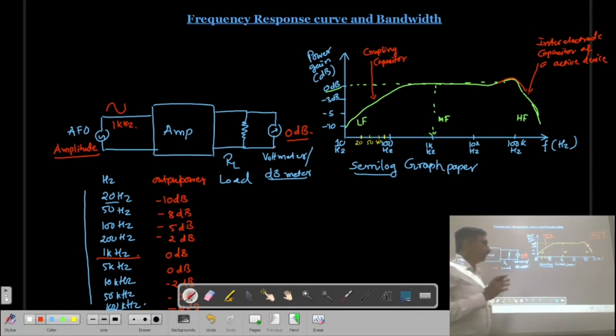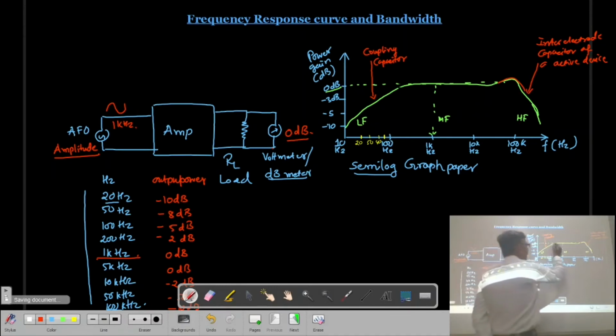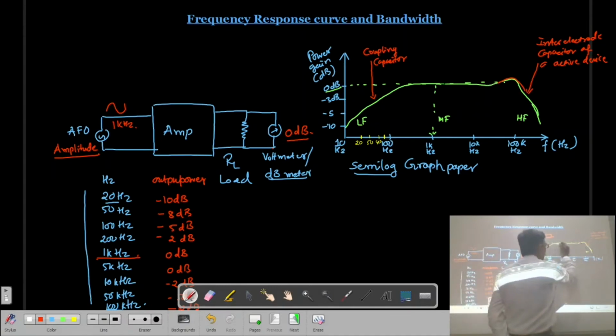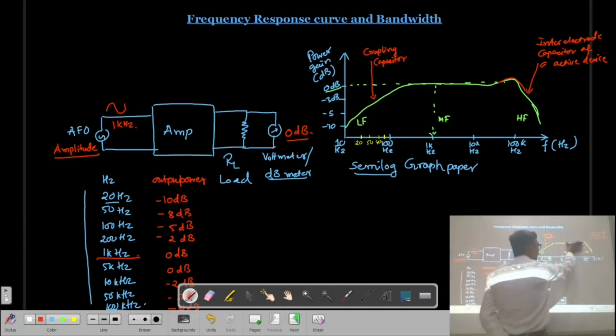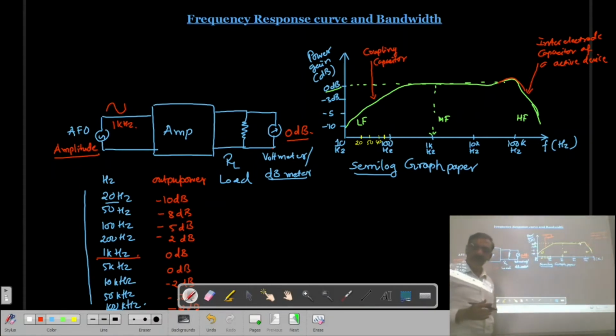Okay, so in a frequency response curve, you can see from this part to this part, here the gain of the amplifier is almost constant. That is the flatness of the response curve. So this amplifier can be used to amplify this much range of the frequency. So the range of frequency which is responded to by the amplifier is known as the bandwidth.